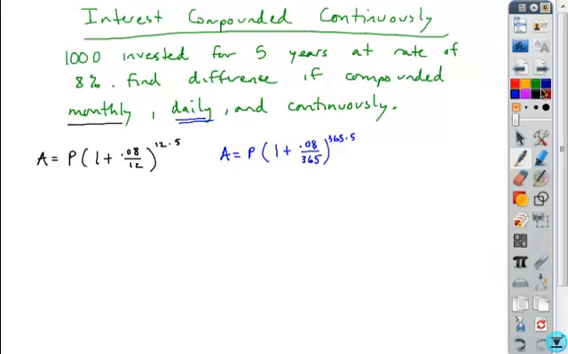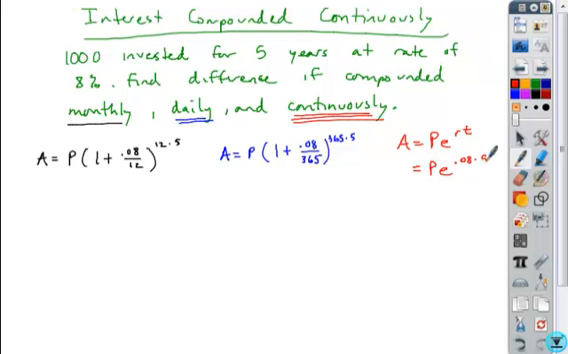Okay, and then let's take a look at continuously, which you guys don't have a formula for, so I'm going to give you that formula. The formula for continuous compounding is the principal, P, times E, the natural base, to the power of RT. So we're going to take P times E to the power of our interest rate, which was 0.08, times our years, 5.